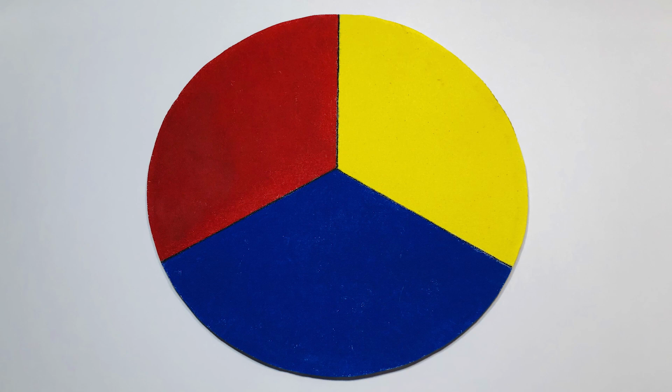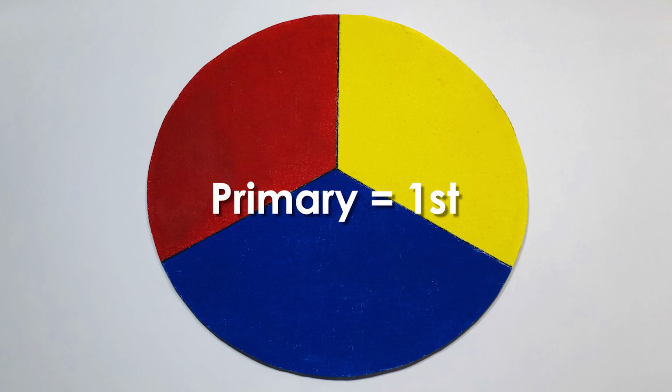Let's start with the basics. Here we have the three primary colors, red, yellow, and blue. These colors, also known as hues, are the building blocks for the rest of the spectrum. The reason why these three are known as primary colors is because you can't mix other colors to create them. They are the first colors to start with, hence the name primary.